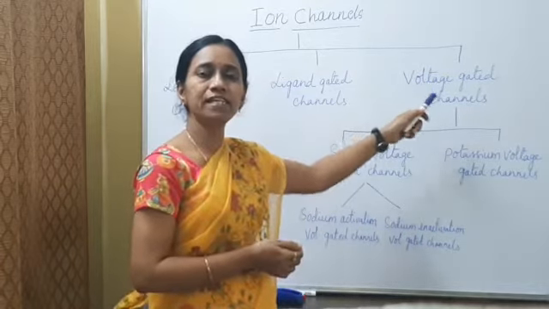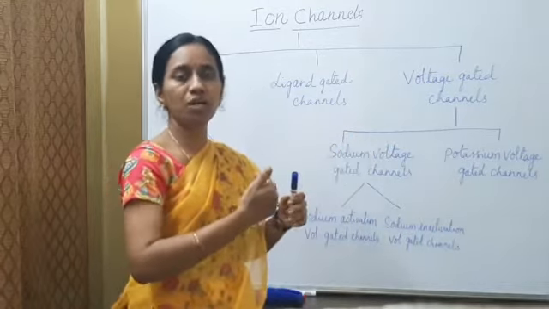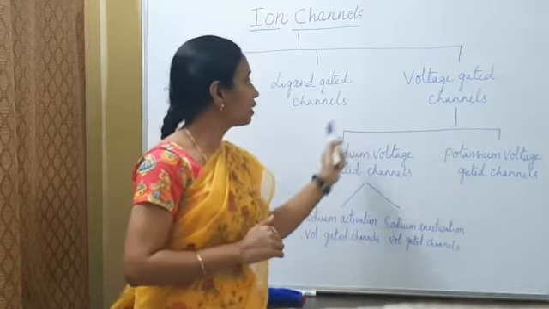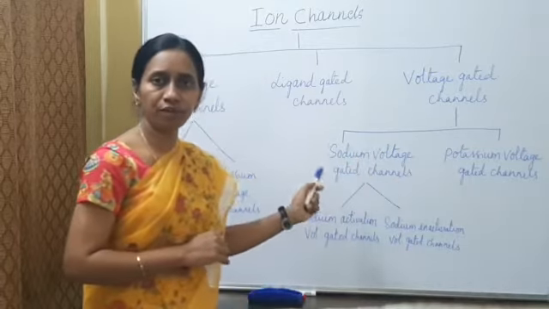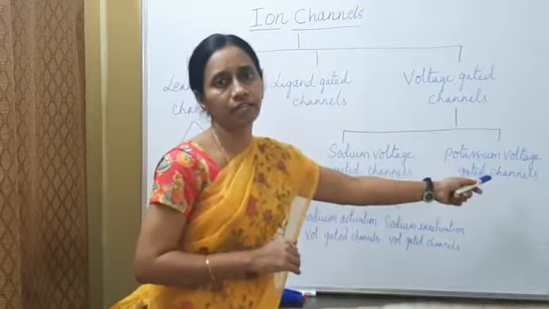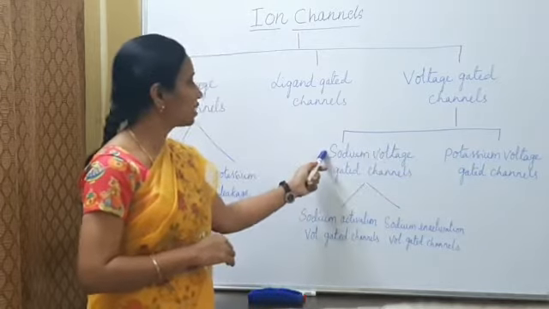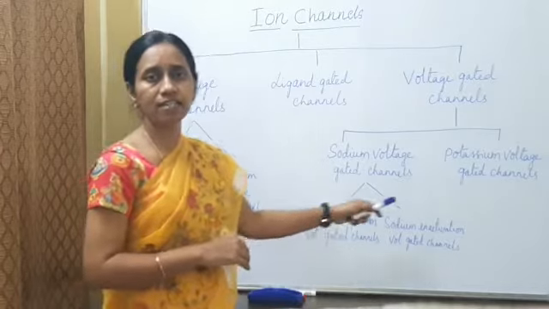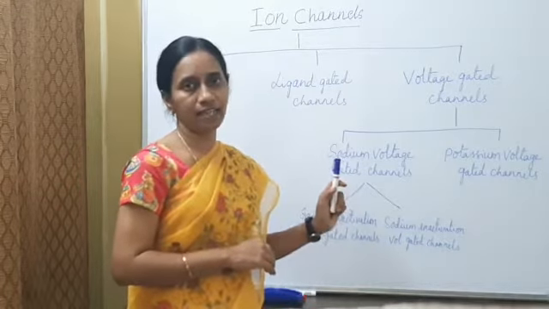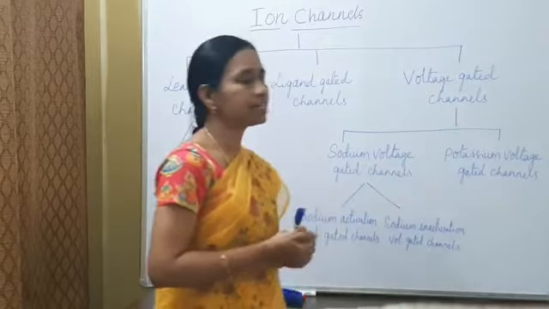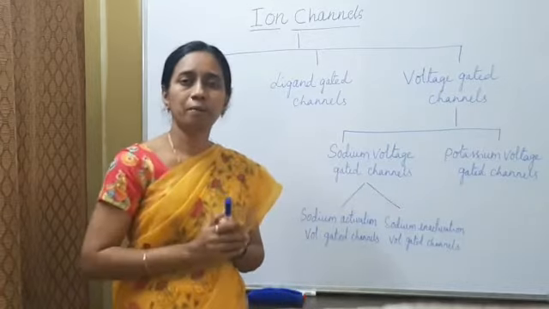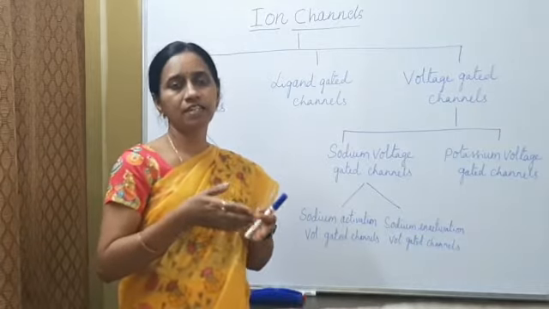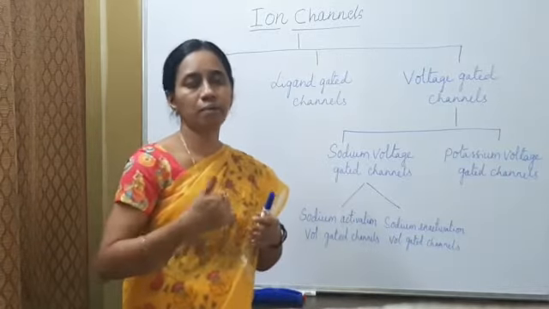These voltage gated channels open in response to a change in voltage of the axolemma. Voltage gated channels are again of two types: sodium voltage gated channels and potassium voltage gated channels. Sodium voltage gated channels are again two types: sodium activation voltage gated channels and sodium inactivation voltage gated channels. Potassium voltage gated channels are also present on the membrane of the axolemma. Due to these channels, the ions move out and come inside.